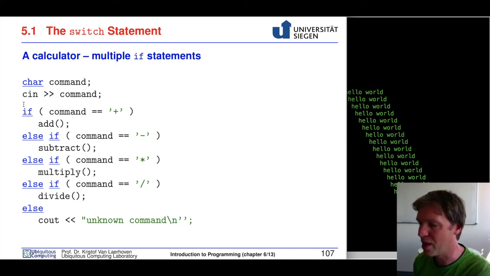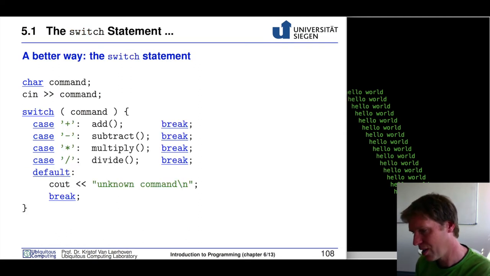Now, if we do this with if and else, then we have this entire string of else if, else if, else if, else. This is a lot of work and very hard to read, especially if it gets longer and longer. Now, this is one way of doing it with a switch command. You can do this a little bit more structured. So again, here you have our one character, which is called command. And we switch on the value of this command. That's what the switch statement does initially.